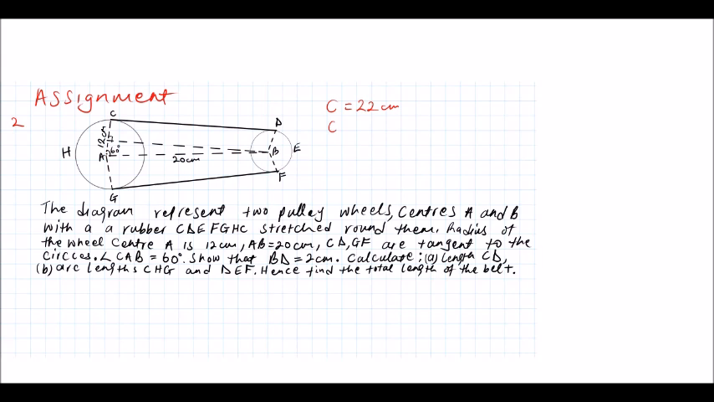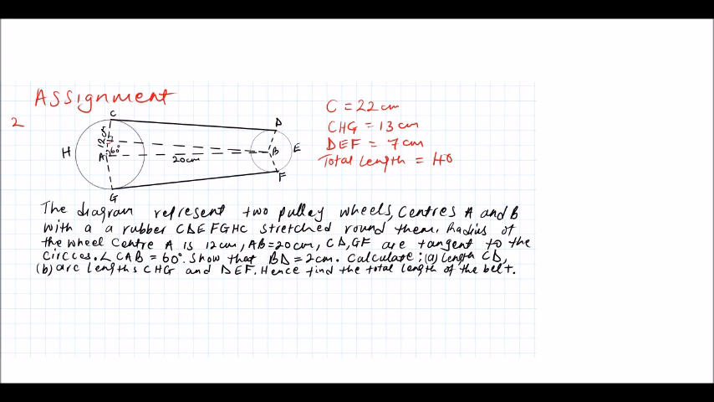13. So you have CHG is equal to 13 centimeter. Then you are supposed to find arc length DEF. Did you find DEF? 7 centimeter. All right. Hence the total length is equal to 40. So those are the answers that you got.